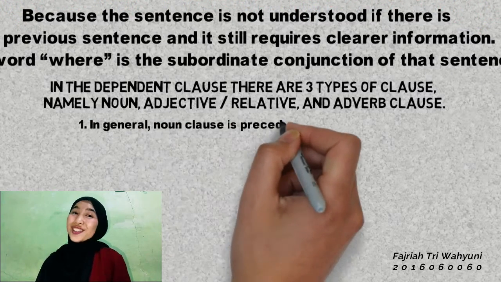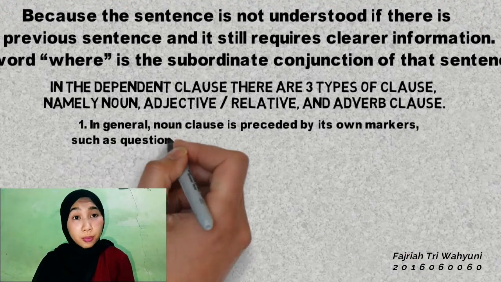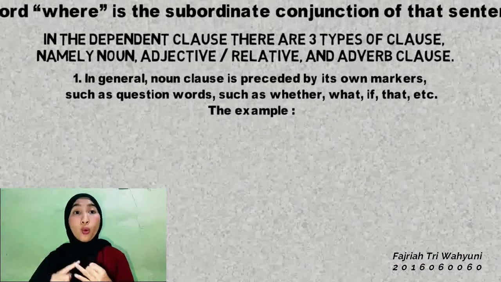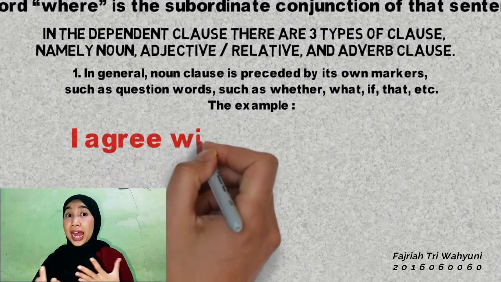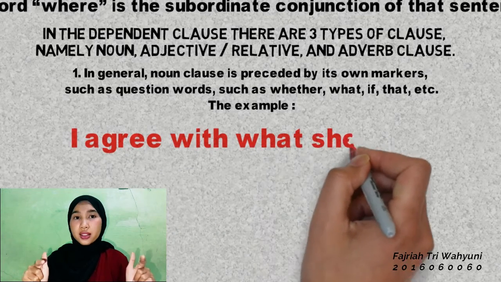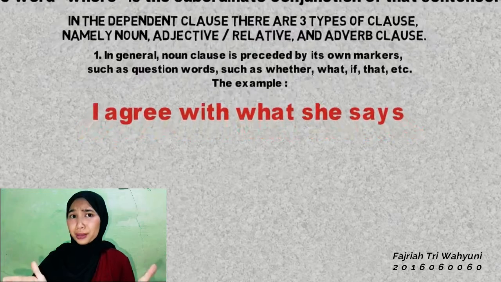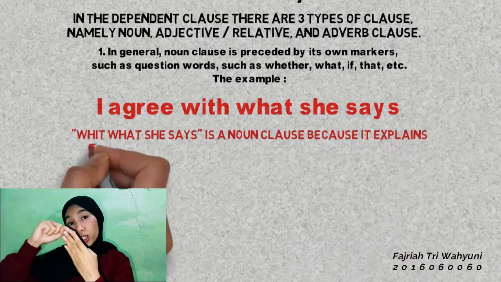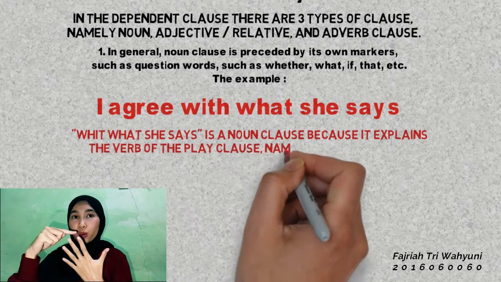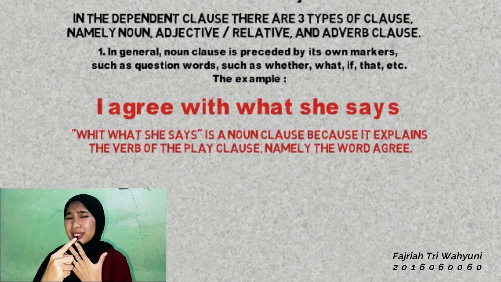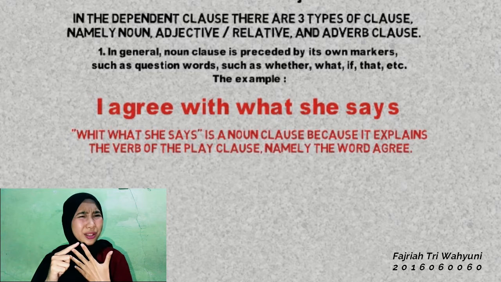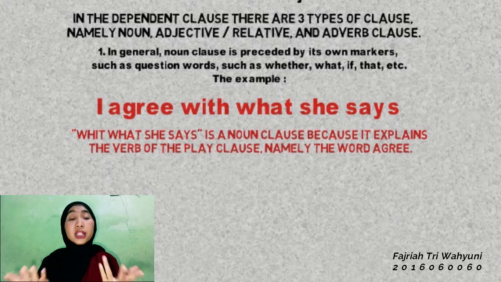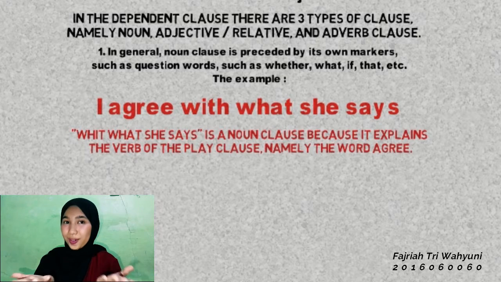What is a noun clause? A noun clause is preceded by its own markers, such as question words like whether, what, if, that, and so on. This is a simple example of a noun clause: I agree with what she said. With what she said is a noun clause because it explains the verb of the main clause, namely the word agree.